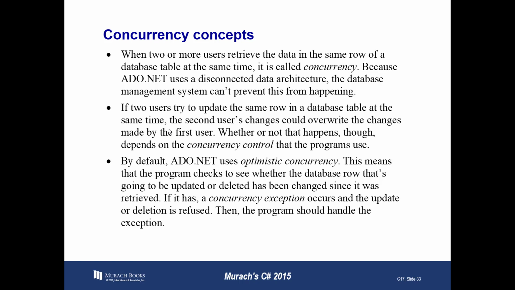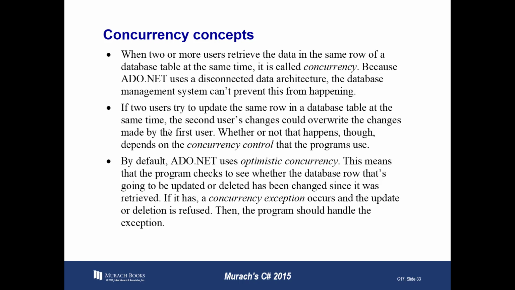You need typically to have some kind of concurrency control. So as it says, when two or more users retrieve data in the same row of a database table at the same time, it's called concurrency. And it says because ADO.NET uses a disconnected data architecture, meaning that when you ask for the database, you get a copy that you write back, the DBMS can't prevent this from happening. If two users try to update the same row at the same time, like I told you before, the second user's changes could overwrite the first user's. Whether or not that happens depends on the concurrency control that's used.